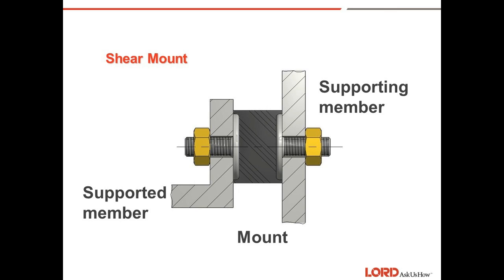Shear mounts. This is a flex bolt sandwich mount installed in shear. The load is perpendicular to the center line of the studs. This allows the rubber section to operate in shear.